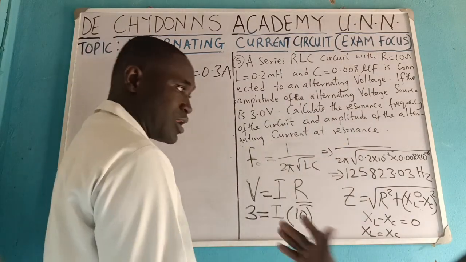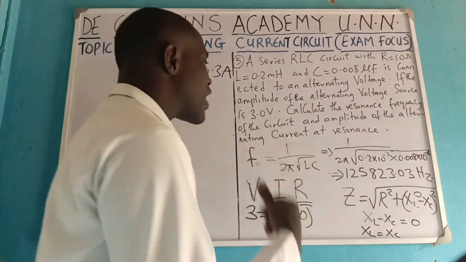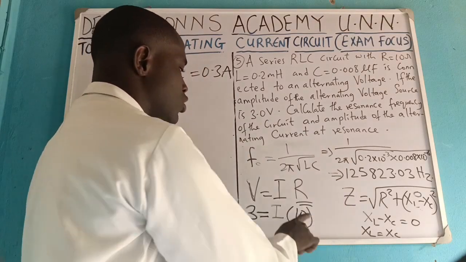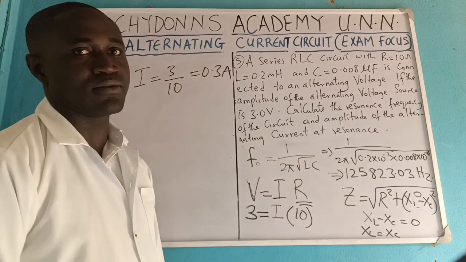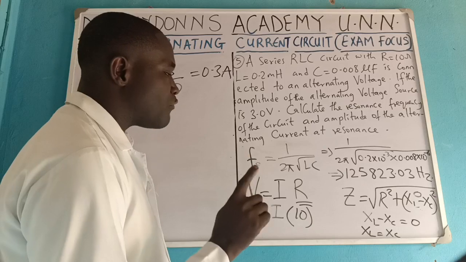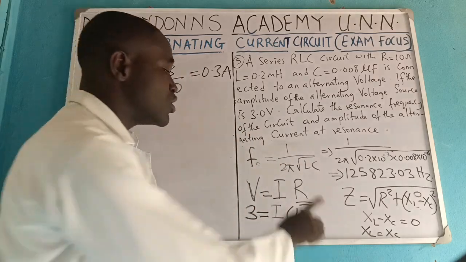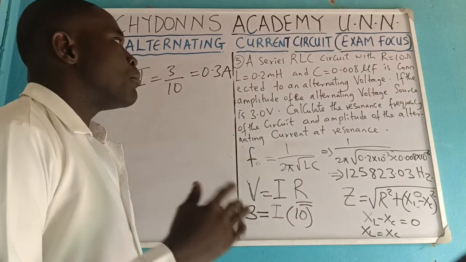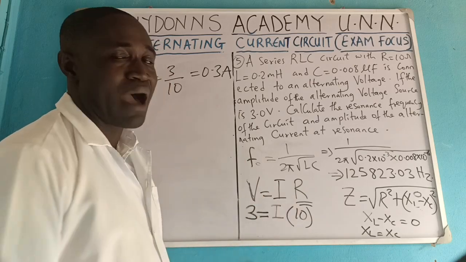Ordinarily I am not meant to do this, but it's just because I want to explain how I got that. At resonance, the overall opposition to the flow of electric current will be offered by the resistor only. When you say at resonance, the opposition is offered by the resistor only.